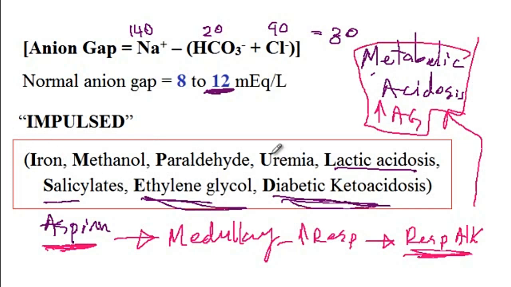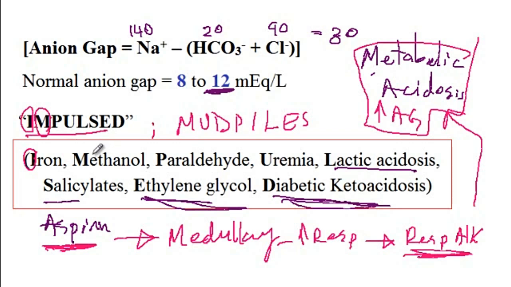Now, regarding the changes that I've listed in this box for you, there is a memory aid called Impulse, or the other memory aid that is available is called Mudpiles, which summarizes all these changes. Like for instance, I for iron, M for methanol, P for paraldehyde, U for uremia, L for lactic acidosis, S for salicylates like aspirin, E for ethylene glycol, and finally D for diabetic ketoacidosis.